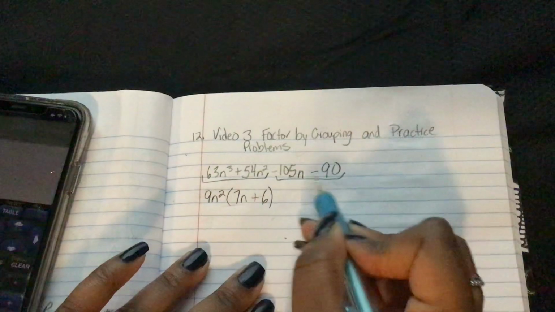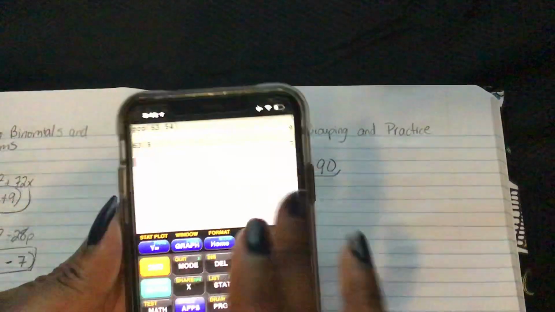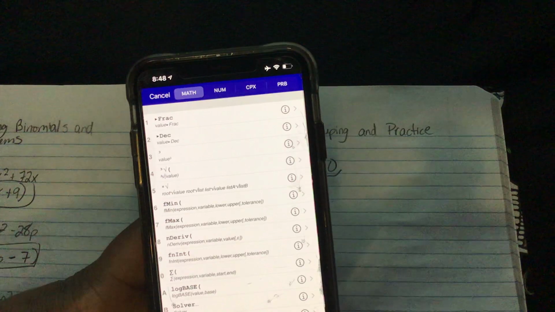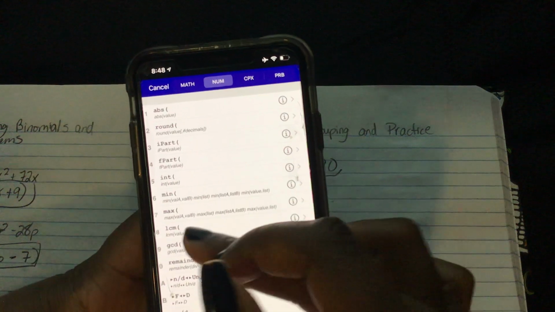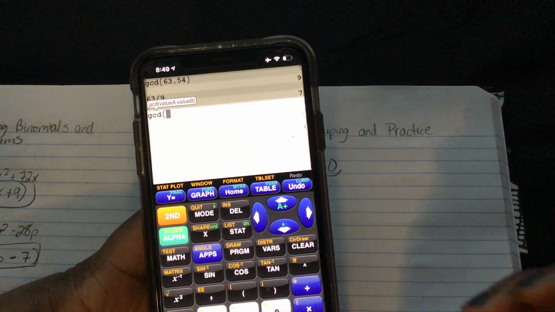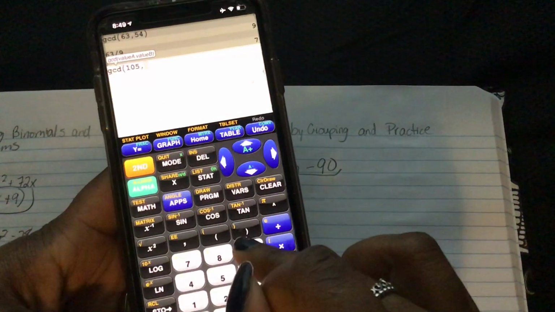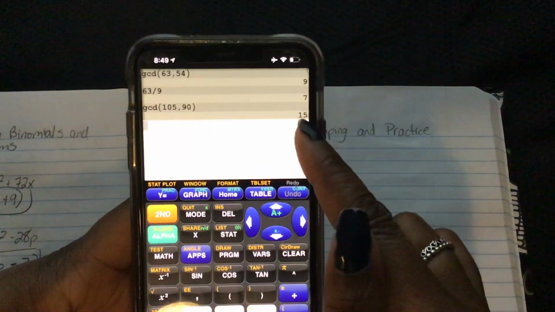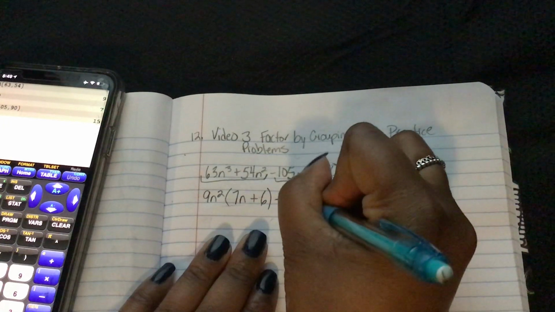All right, let's look at these two. What they have in common, they're both negative, so we can take out a negative. And I'm going to show you how to find that greatest common factor in the calculator again. You go to math, then you go to num, you go down to GCD, and you can type these two numbers in. So that's 105, comma, 90, okay? And close the parentheses, and here's where you get 15. So they both have a negative 15 in common. Okay?